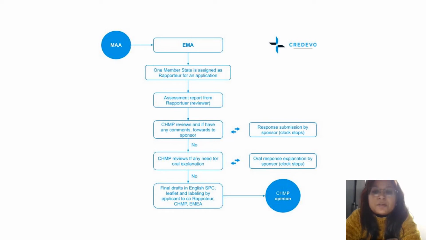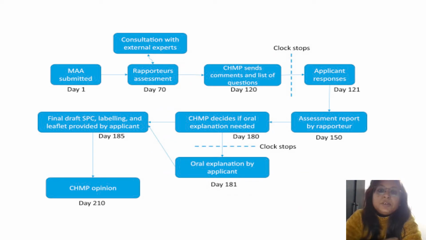So if any sort of rectification or explanation is desired at that stage, that is being done, and then finally the draft is being produced. Talking about the different steps being followed: once you submit your marketing authorization application, it takes 70 days to get that assessment.